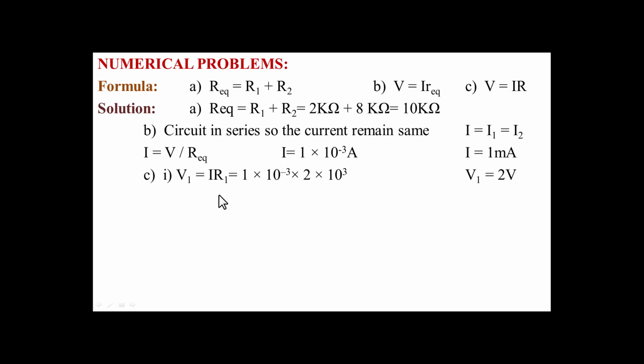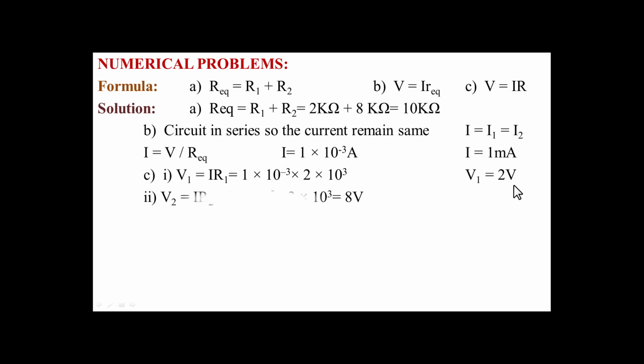Let's start part C, V1 and V2. For V1, we use Ohm's law, V is equal to IR. Then V1 is equal to IR1. I is equal to 1 multiplied by 10 raised to power minus 3, and R1 is equal to 2 multiplied by 10 raised to power 3. Here 10 raised to power minus 3 and 10 raised to power 3 cancel each other. 2 ones are 2, so V1 is equal to 2 volt.